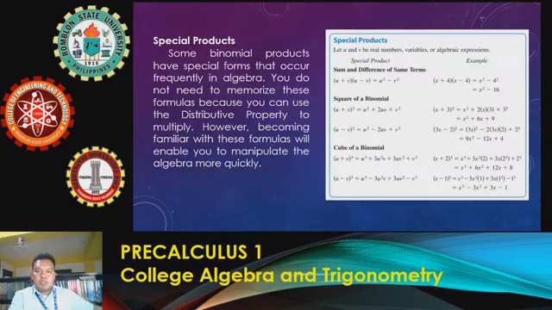Then, special products. Some binomial products have special forms that occur frequently in algebra. You do not need to memorize these formulas because you can use the distributive property to multiply. So, special product lang naman siya. Pero syempre, kapag familiar kayo dito, madali na lang yung solving. Kung alam mo naman yung basic, which is yung pag-multiply, distributive property, at FOIL method, di ba? Pero for the sake lang na mabilisan yung pag-solve, kasi kung familiar ka naman sa special products, mabilis na lang din yung pag-solve.